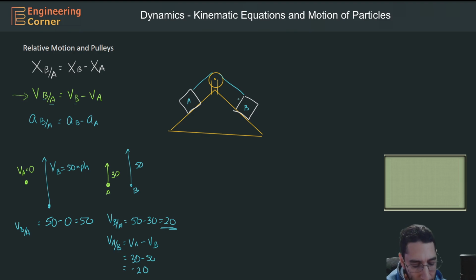Intuitively, I know that if I move some position A this way, B has to move this way. They're connected, so if I move with some velocity, B has to move with the equal and opposite velocity, right? If this goes this way, this must go this way.